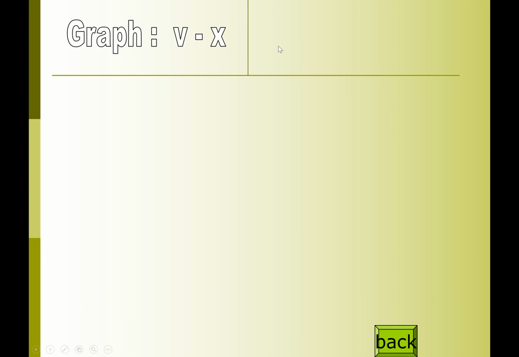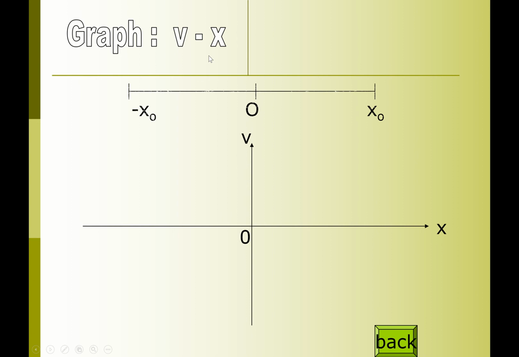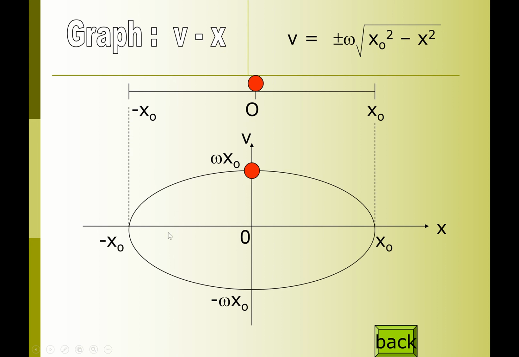From this equation, we can plot the graph of v against x. When the object moves in simple harmonic motion, the velocity is given by plus or minus omega times the square root of x naught squared minus x squared. So the shape of the graph is an ellipse. For the object moving in simple harmonic motion, the fixed point is 0.